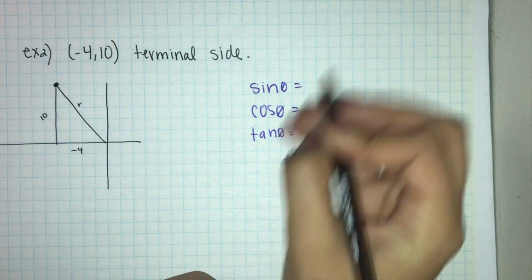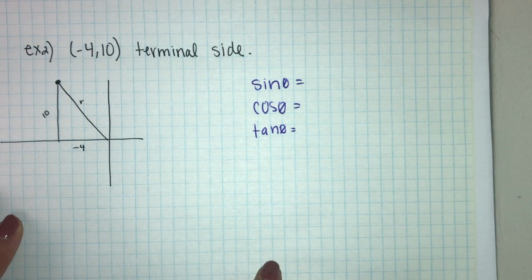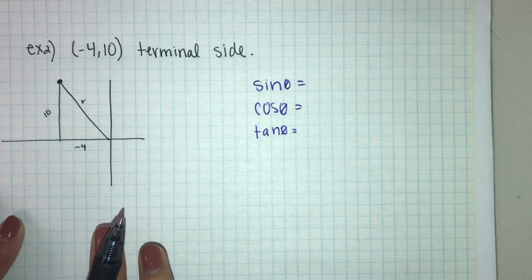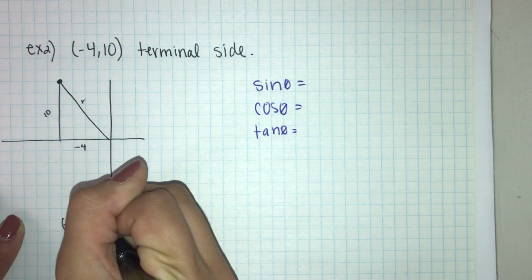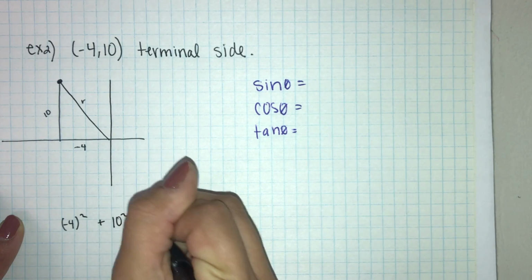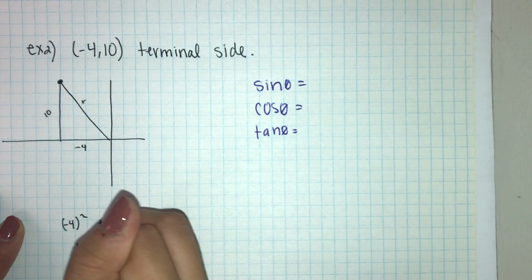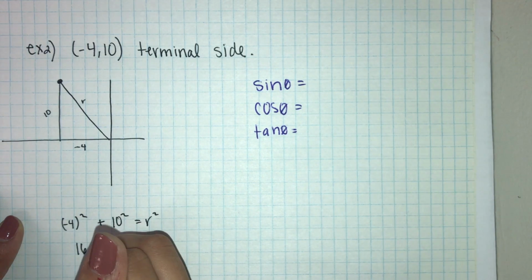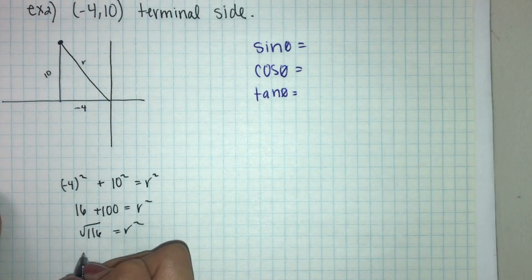And again, since we don't have the value for our side, I'm just going to go ahead and do the Pythagorean theorem, because I do need the hypotenuse side in order to solve my trig functions. So I'm going to go ahead and do that, and it's going to just equal 116, and I'm just going to do the square root of 116, and that would be my r value.